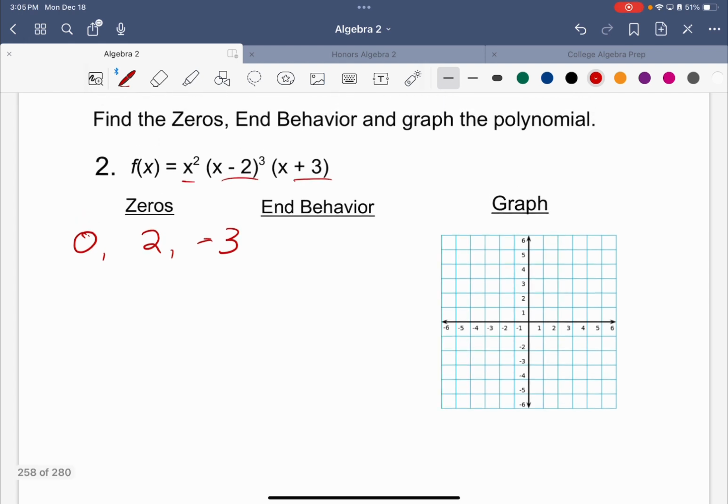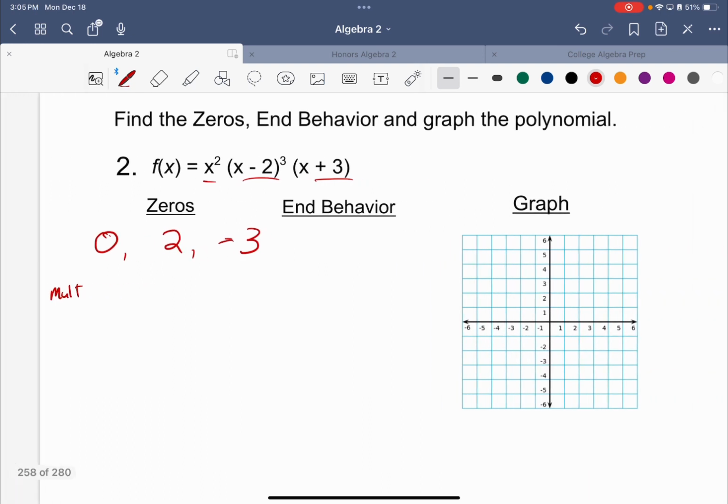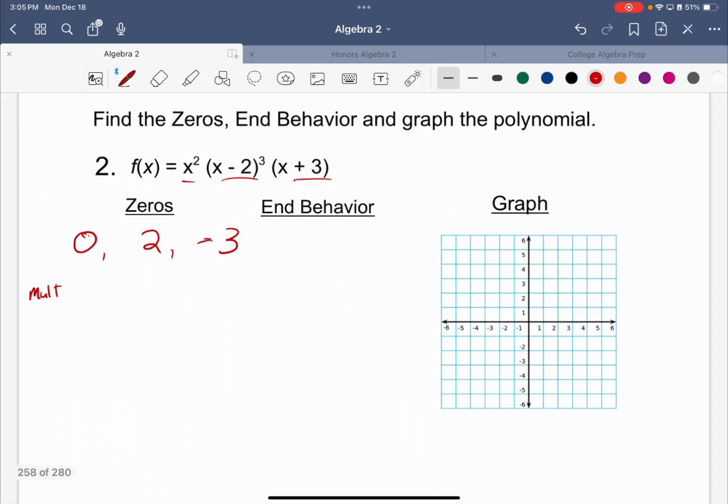Talk about multiplicity. So M-U-L-T. How many times does 0 occur? Twice. How many times does 2 occur? Three times. And how many times does negative 3 occur? Once. Okay, so there's all my multiplicities.